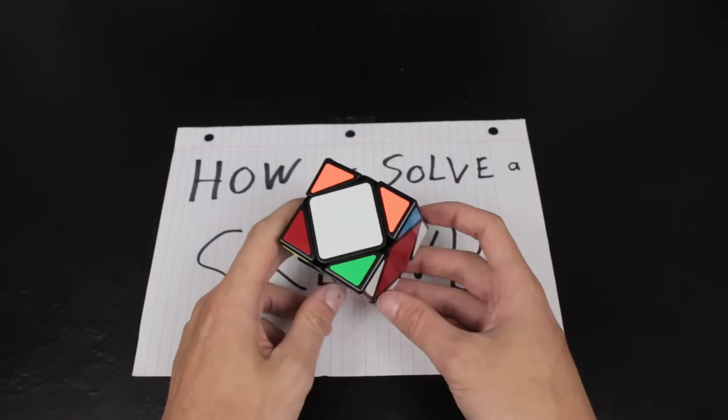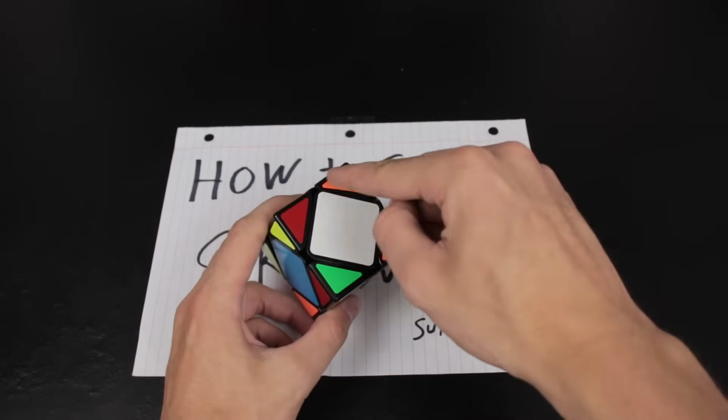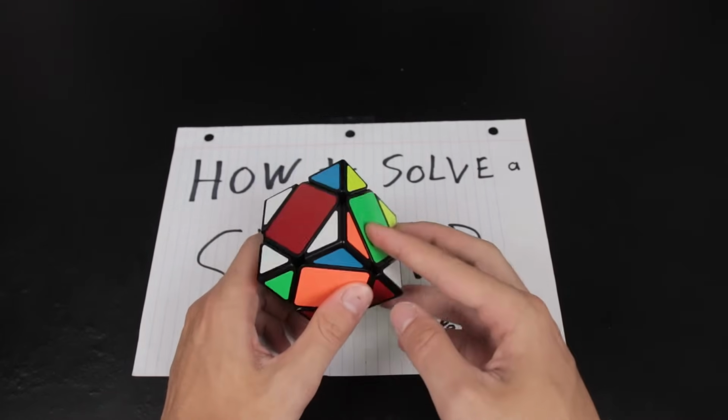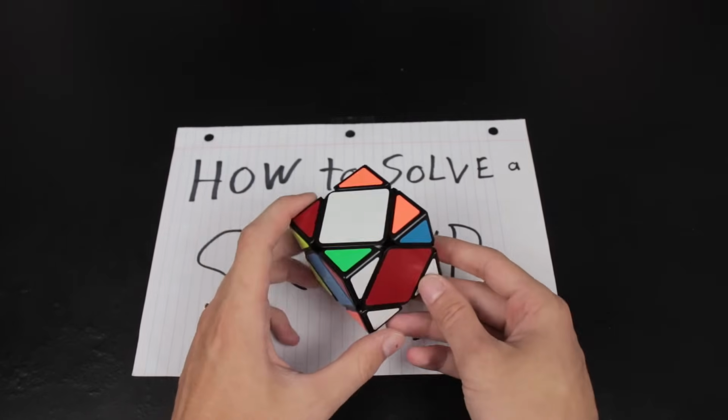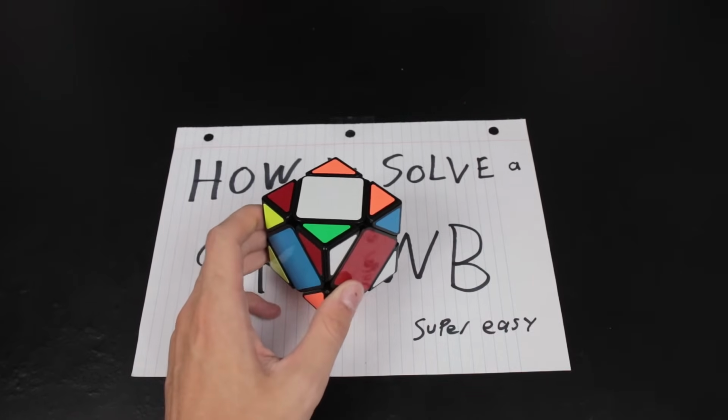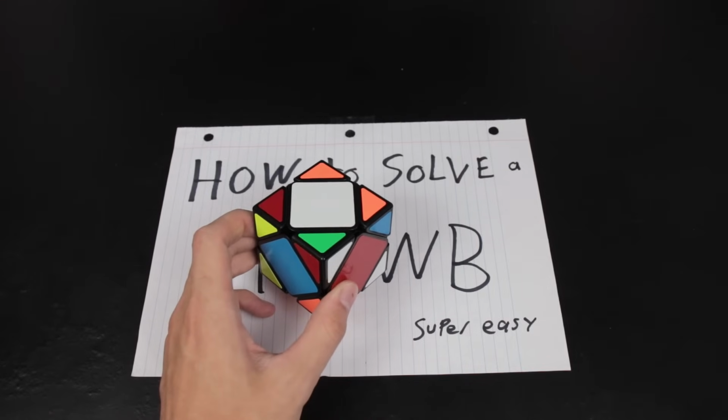So the first step in solving the Skewb is to get all of the white corner pieces. So how we can do that is by taking the pieces that are in the bottom and rotating the pieces that are in the top and solving it. That was a bad explanation, but let me explain.